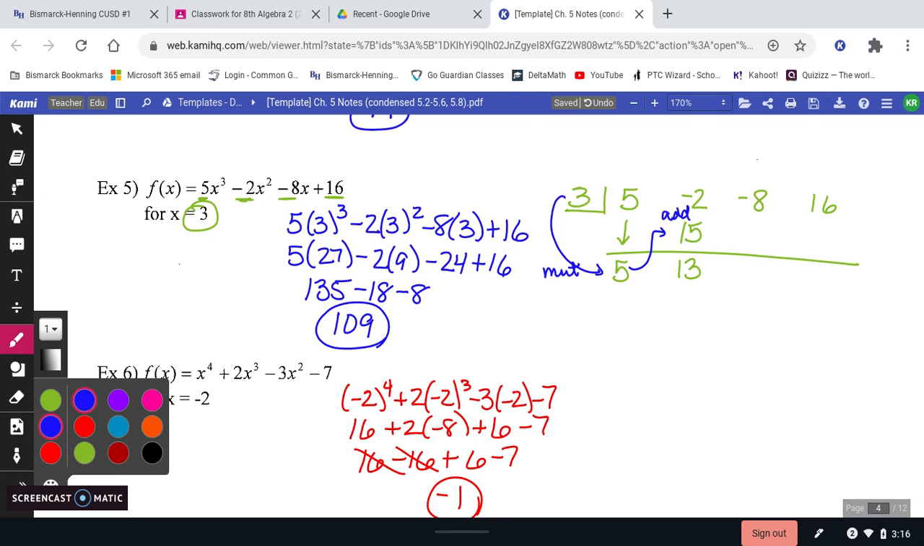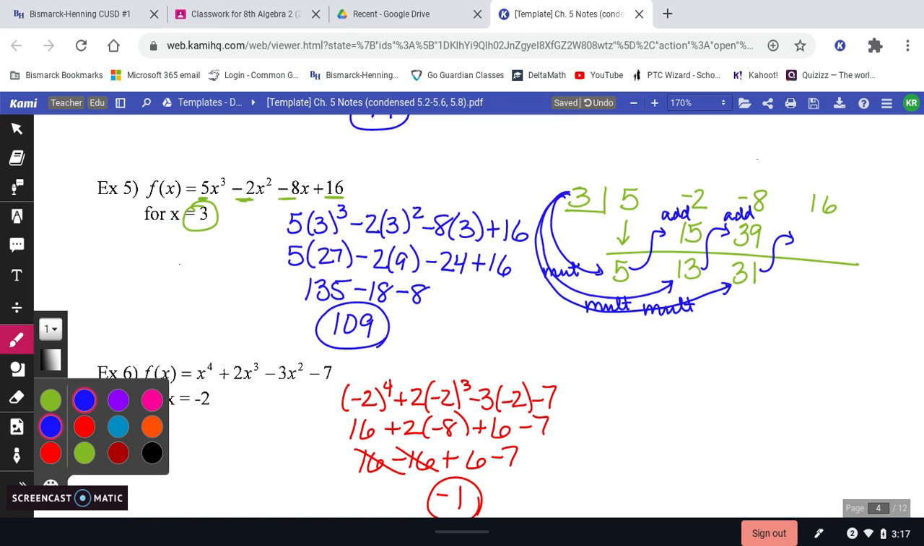Okay, now I'm going to do the same thing over again. You just follow this pattern. So I'm going to take 3 and I'm going to multiply it times 13, and that number is going to go right there. So 3 times 13 is 39. And then I'm going to add. So you add these two together. -8 and 39, that's 31. Okay, one more time. So I'm going to go 3 times 31. You're going to multiply. So that's 93.